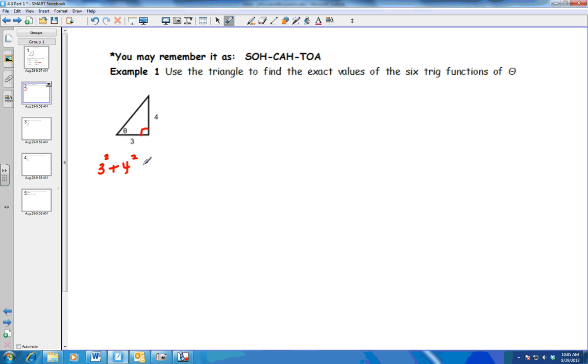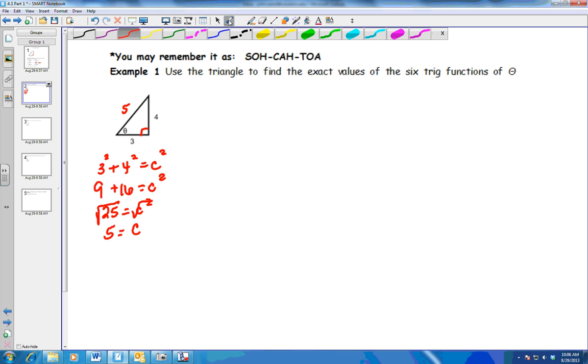Some of you may already know what that missing side is because this is a very common Pythagorean triple is what they call it. So when I solve using the Pythagorean theorem, that third side is going to be 5. This is a 3, 4, 5 triangle. All right, so I know all the sides of my triangle.